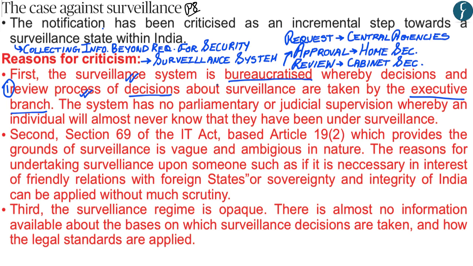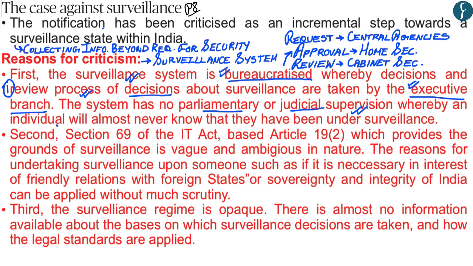And it is within this context that the author has said that the surveillance system of India is highly bureaucratized and is only controlled by the executive branch of the country, whereby the Parliament of India or the Judiciary of India has no supervision on who is being put under surveillance and under what process the surveillance is being undertaken.